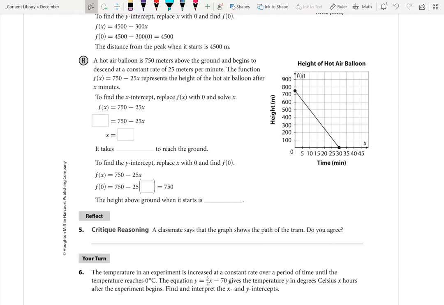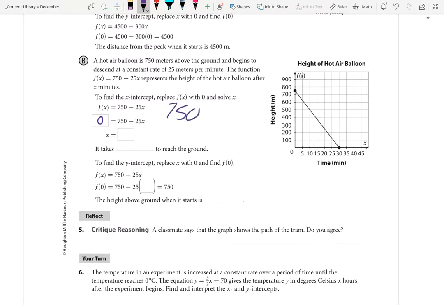So a hot air balloon is 750 meters above the ground and begins to descend at a constant rate of 25 meters per minute. The function represents the height of the hot air balloon after x minutes. To find the x-intercept, replace f of x with 0 and solve for x. So again, we already know the y-intercept from this problem at 750. We see that there. But in order to graph this, you have to solve for x. You have to plug the 0 in for the y. You have to do some math.